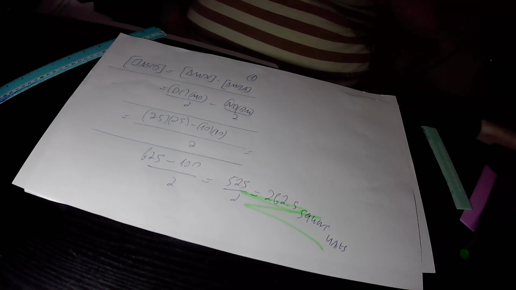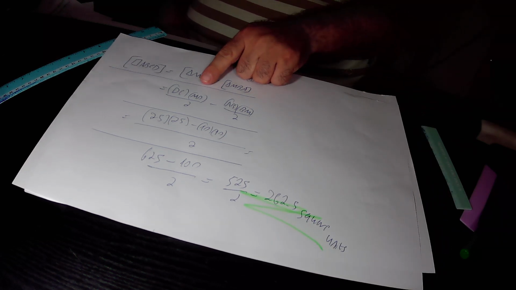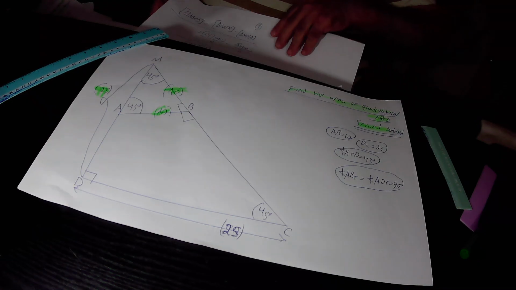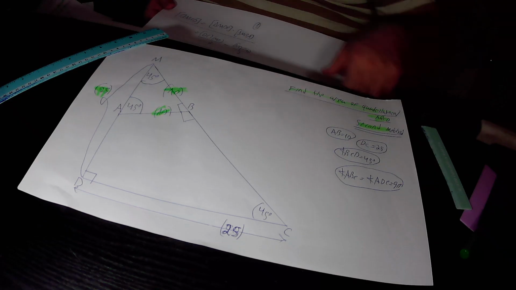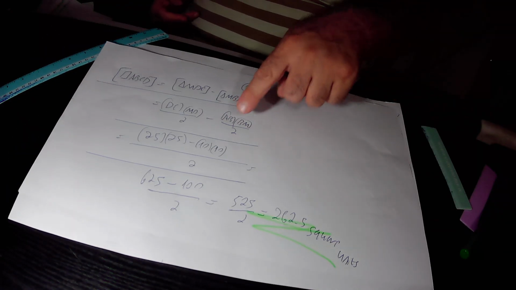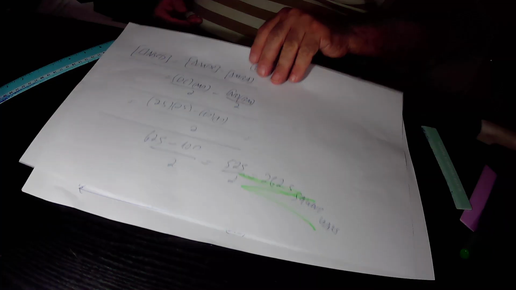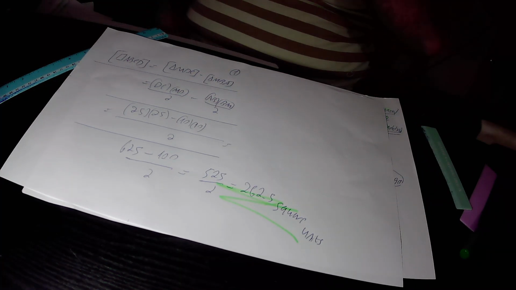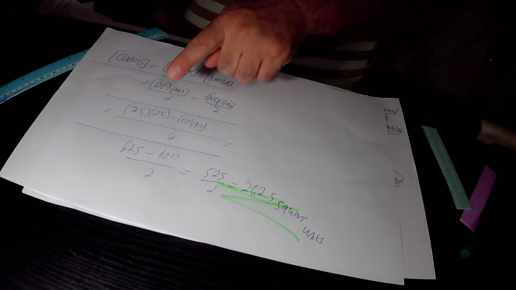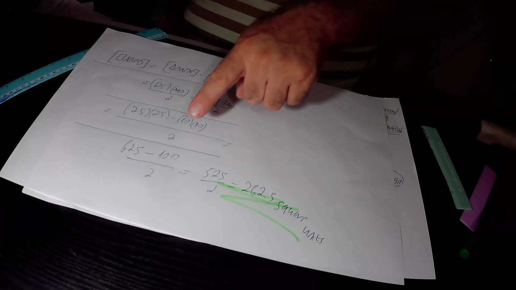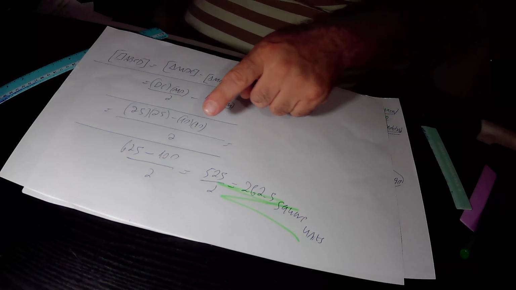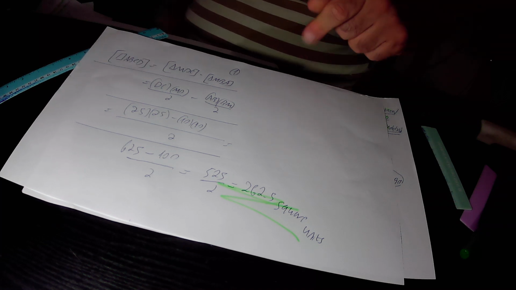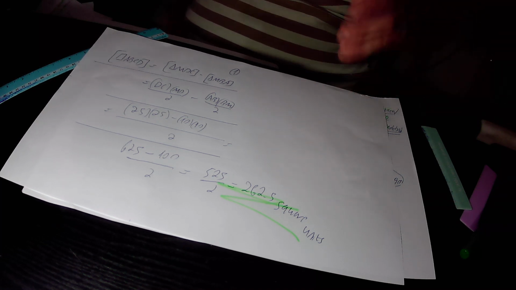So in total, the area of the big right triangle DMC equals 25 squared over 2. AB is 10, MB is also 10, so the area of this small right triangle MBA is equal to 10 squared over 2. 25 squared is 625, minus 10 squared is 100, over 2. 625 minus 100 is 525, over 2. 525 over 2 is 262.5 square units in size.